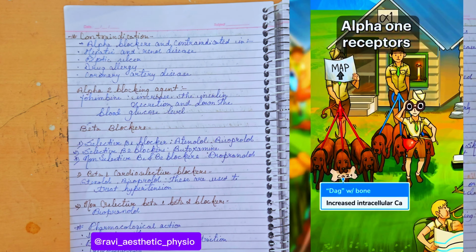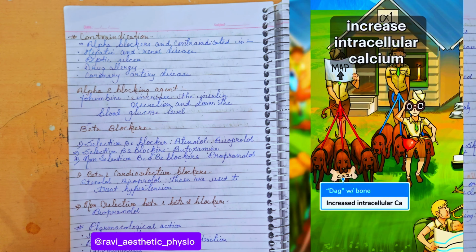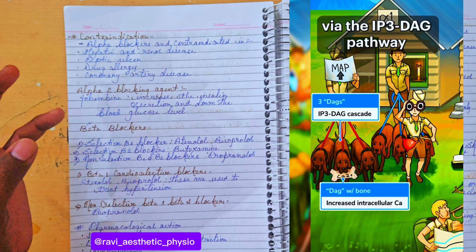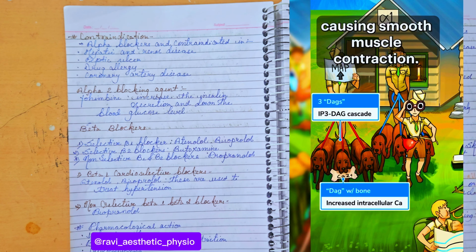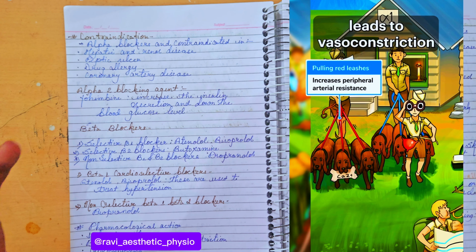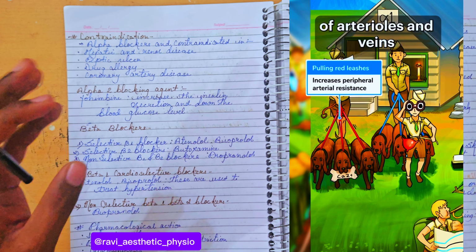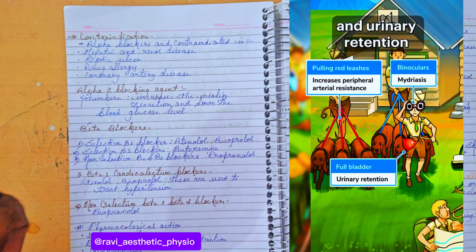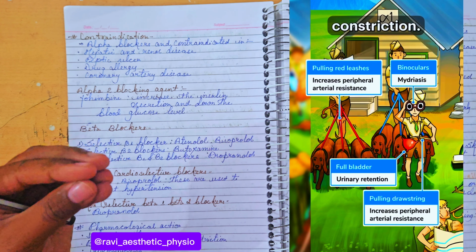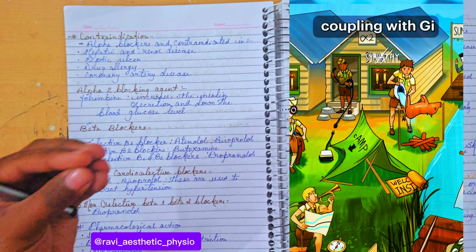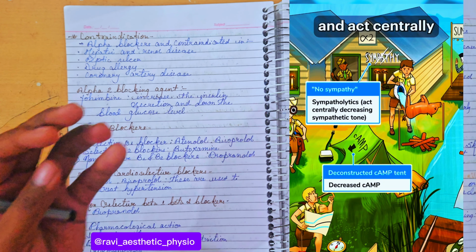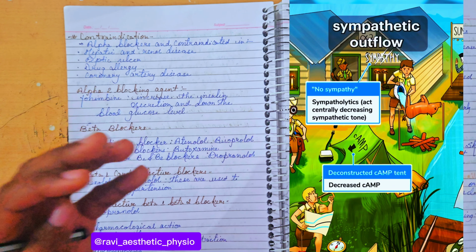Next is alpha 2 blocking agent, like yohimbine, which increases the insulin secretion and lowers the blood glucose level. So if a patient is suffering from diabetes mellitus, yohimbine is one medicine, helpful for type 2 diabetes mellitus. So if the patient is taking the yohimbine drug, it will help to increase the insulin production in their body and lower the glucose level in the blood or the circulatory system.